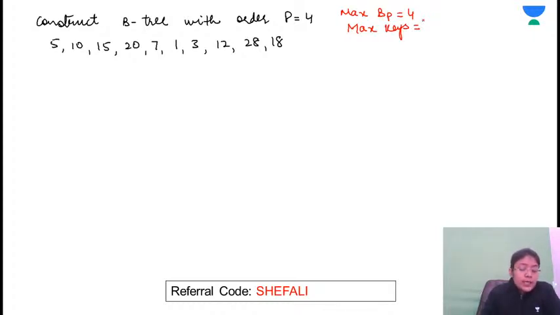Maximum block pointers, okay, how many keys can come in one node? Yes, it will be 3. So let's insert the elements. Now I'm not drawing the block diagram properly.